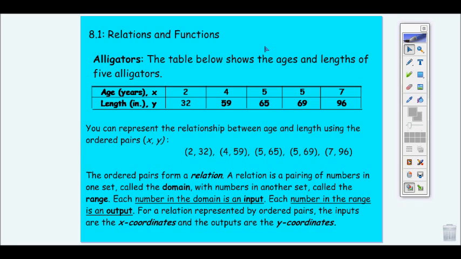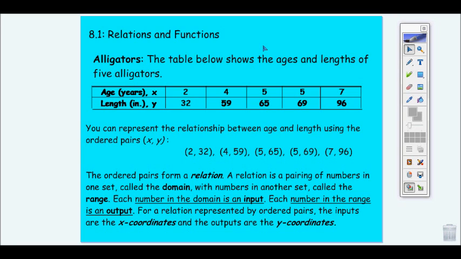inches for that alligator. So you'll notice that on the chart we have an X and a Y, because the X would be the x-axis or the horizontal axis, and the Y would be the vertical axis. As we would plot on the X how many years old the alligator is, then we would rise up to match the Y-axis showing the length of that alligator. So you can represent relationships between the age and the length using ordered pairs X and Y. So the ordered pairs form a relationship.